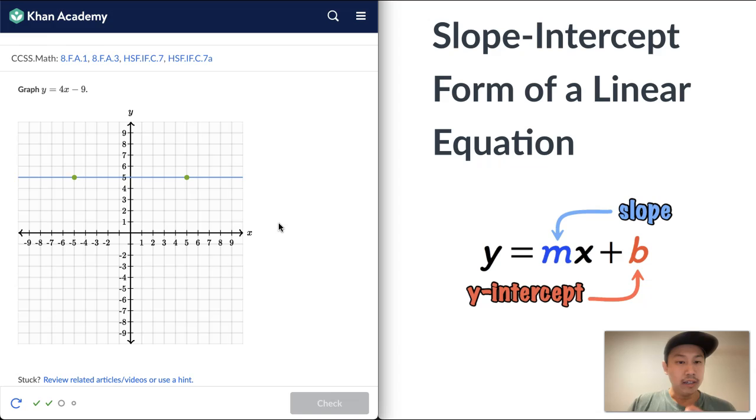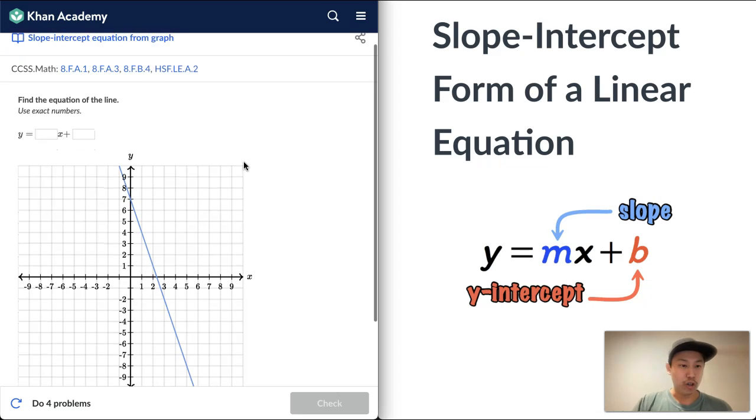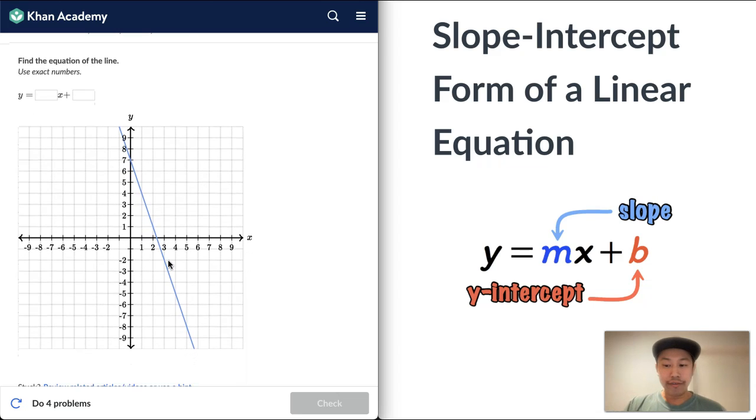Let's go to the next exercise. This one requires you to go backwards now. They give you the graph, and they want you to write the equation. We're still going to use slope-intercept form. They already kind of give us this template here. We're going to fill in the m value, which is the slope, and the b value, and your equation will look like y equals mx plus b. We'll have to extract some nice points here. I like to start at the y-intercept. There's a 7, so already you can write b is equal to 7.